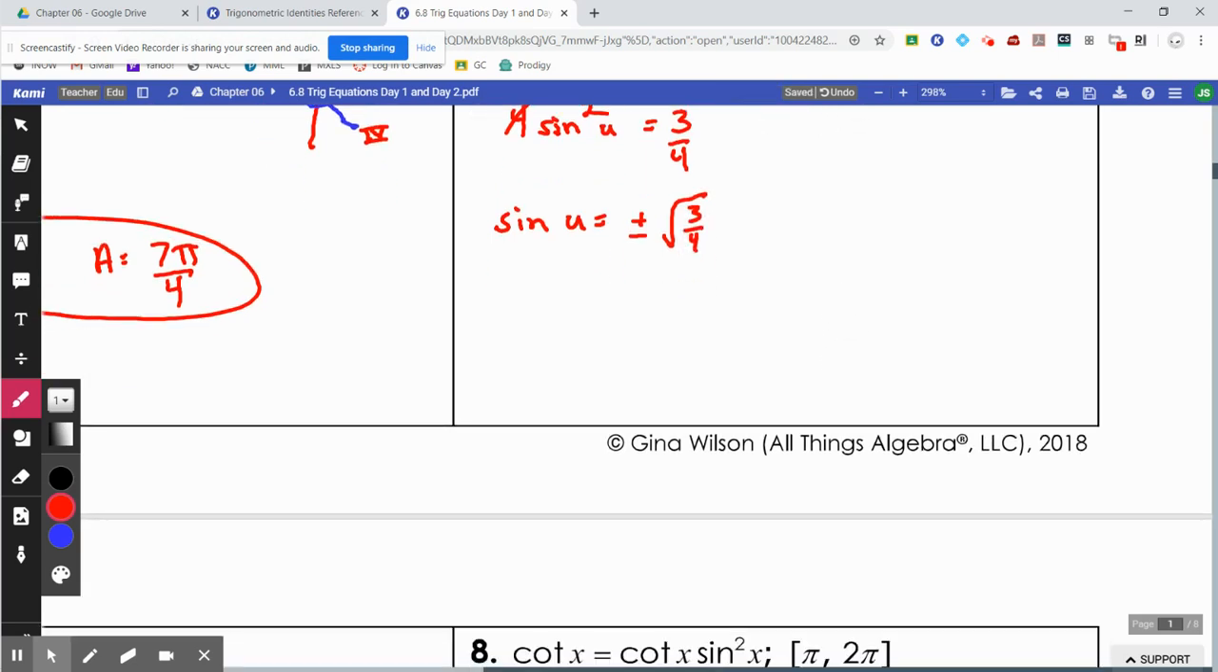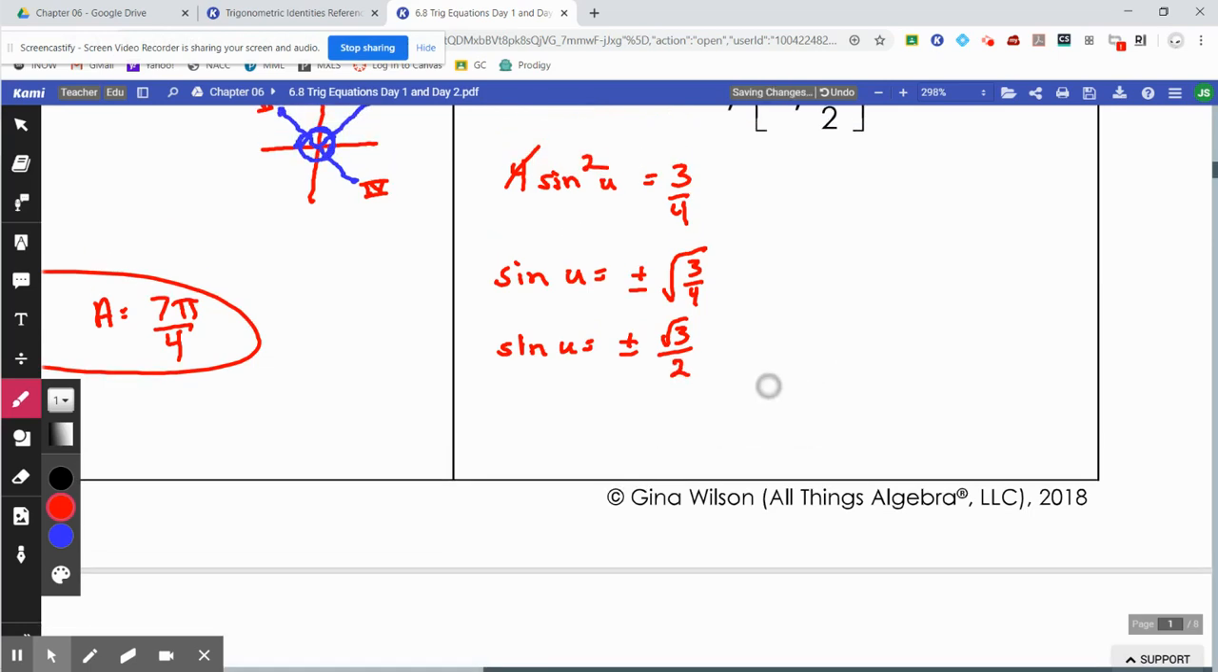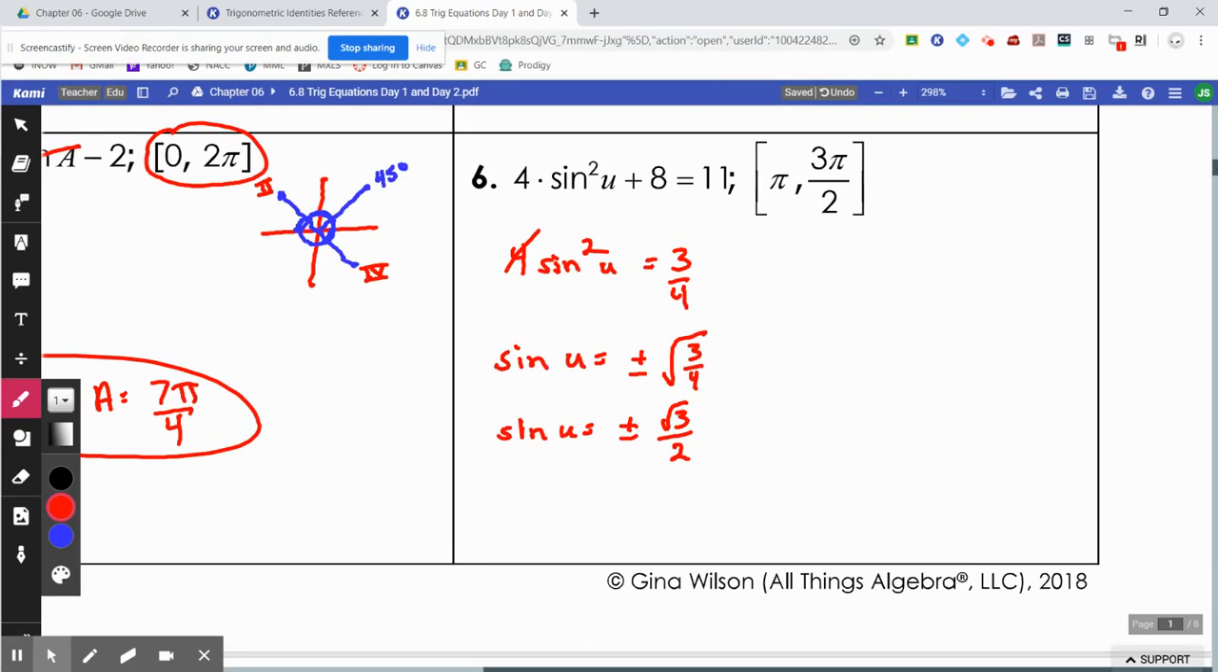And that's going to be the square root of 3/4. That's going to be the sine of u is equal to positive and negative square root of 3 over 2. I square rooted the top and I square rooted the bottom. So therefore, all the answers between pi and 3 pi over 2, which would be all the answers from 180 to 270. All the answers from here to here where sine is either positive or negative root 3 over 2.